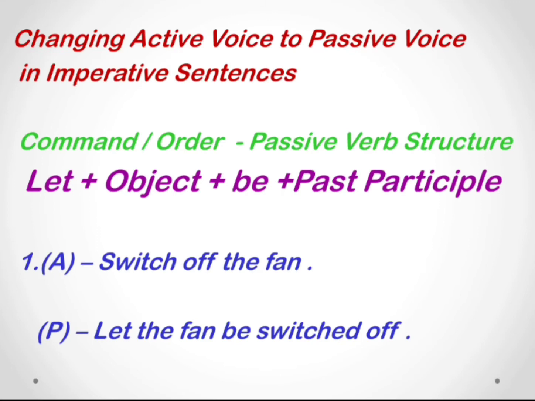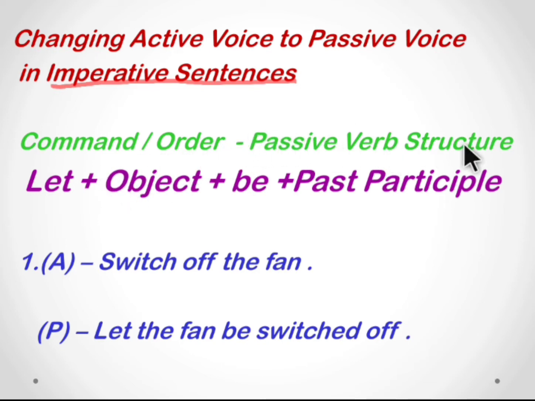The topic in this video is changing active voice to passive voice in imperative sentences. What is an imperative sentence? An imperative sentence is a sentence that gives a command or a request. The command can otherwise be called ordering. So first let us see the change in the command or order.